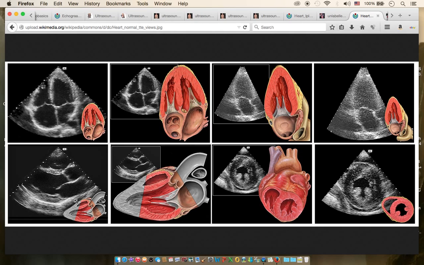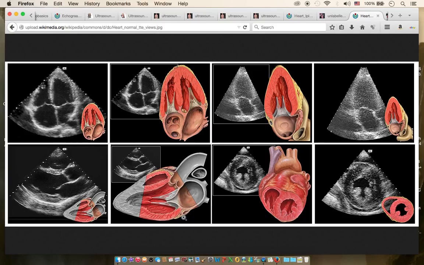From the illustration picture here, this is the right ventricle, RV, the anterior wall, the interventricular septum, the left ventricle, and the posterior wall of the left ventricle. Don't forget the aortic valve and the mitral valve. This is the chorda tendineae attached to the papillary muscles, this is the left atrium, and this is the coronary sinus.